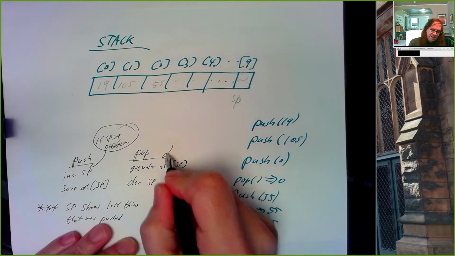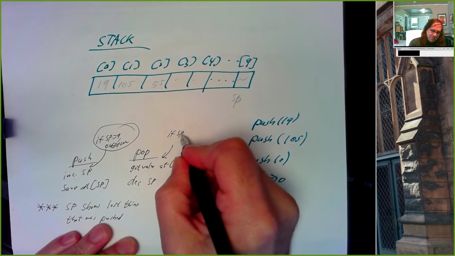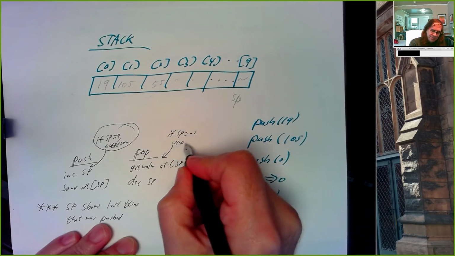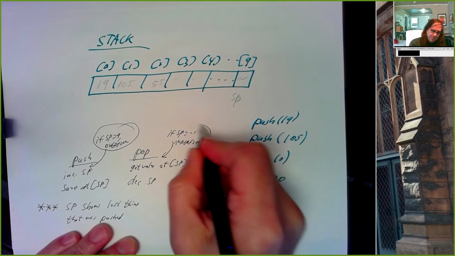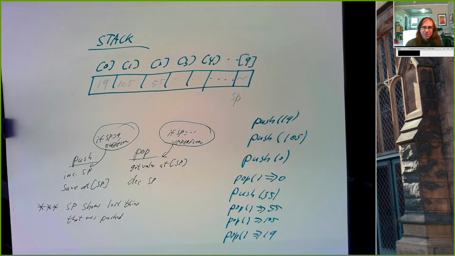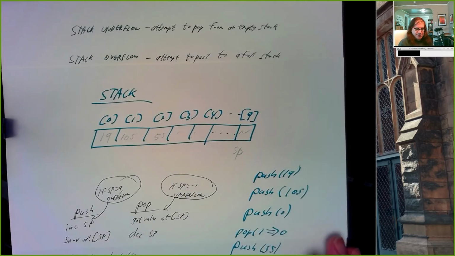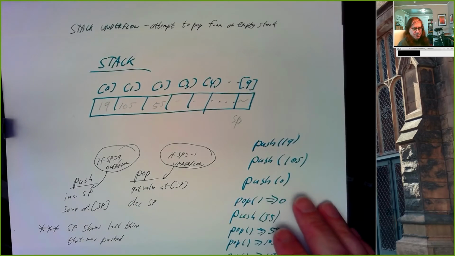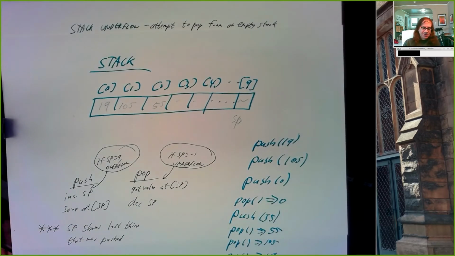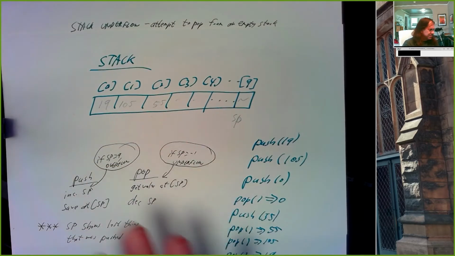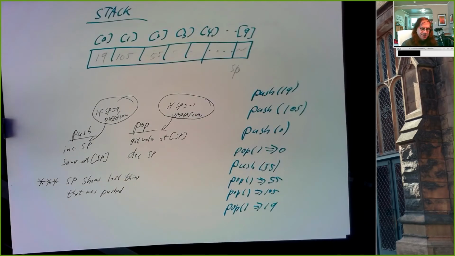If we're about to do a pop, we want to say if stack pointer equals -1, then we have an underflow. So that would be our test in the beginning of a pop call. So pretty straightforward. But again, there are variations we could do on this. So let's look at what the code would actually look like for this.